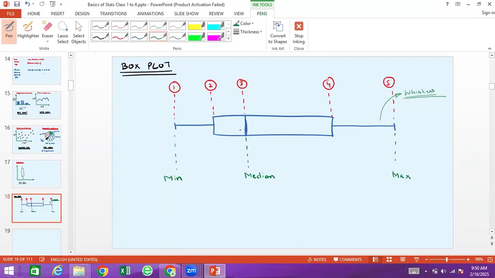What are these 2 points? These 2 points are nothing but the 25th percentile and 75th percentile. This point is the 25th percentile. What is the meaning of 25th percentile? It means that 25% of the data points are less than this value. That's what 25th percentile means.